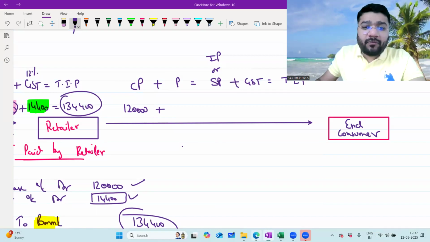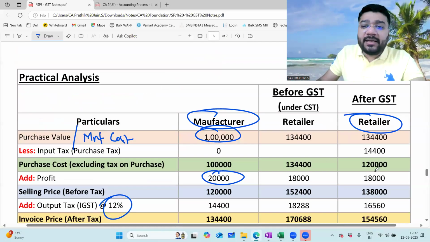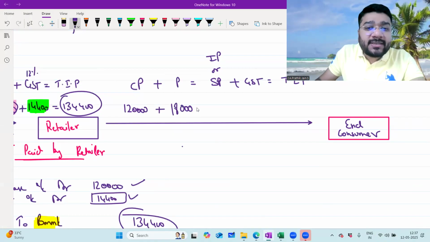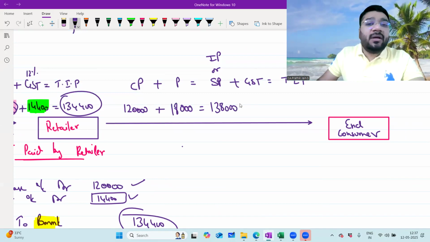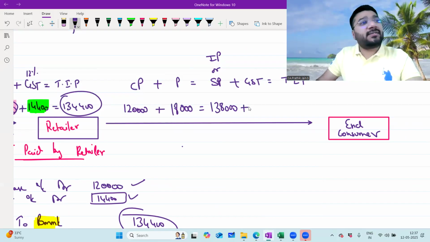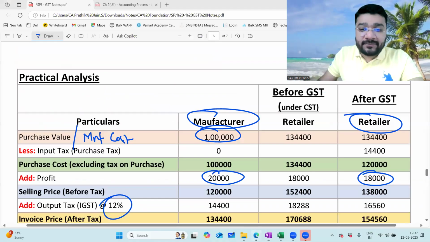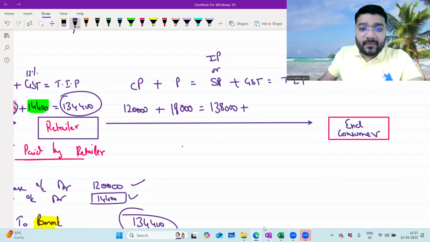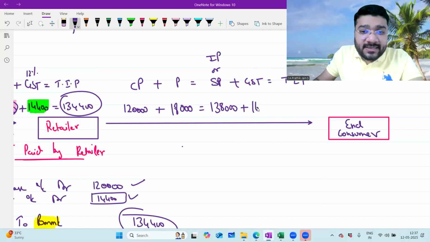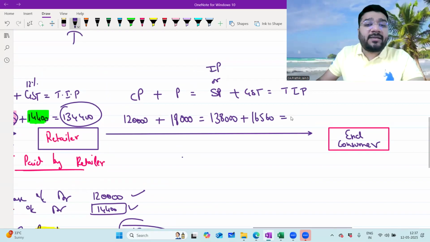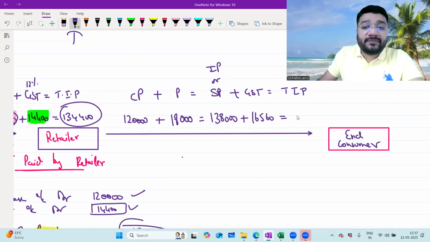Now, plus profit. The profit margin that the retailer has agreed is 18,000 rupees. So plus 18,000. Please tell me now what is the selling price of the retailer? 1,38,000. Now, plus GST, how much percentage? Same 12%, because once a rate is applied for one product, the same rate will apply till the end. So 12% on 1,38,000. How much is it? 16,560. Any problem here? Now, what is the tax invoice price?